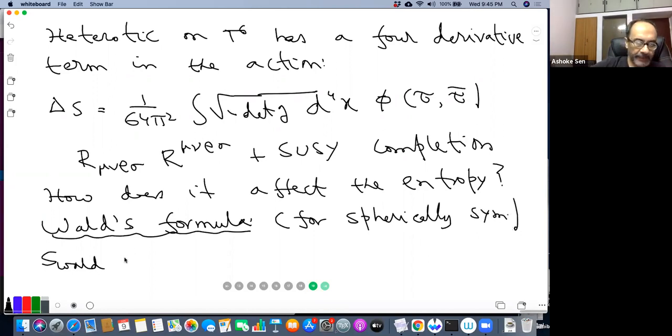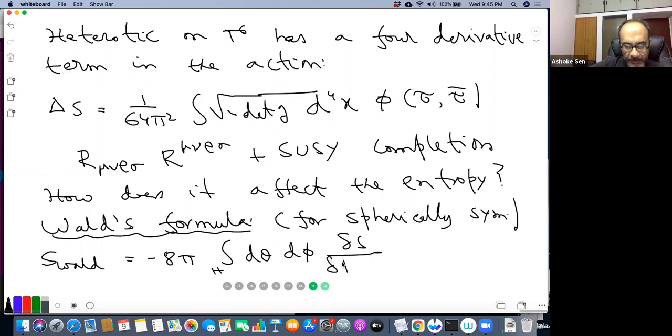But his formula is more general. So this is minus 8 pi integral over the horizon d theta d phi delta S delta R. This is the RT component of the Riemann tensor. Okay, that's the formula. You have to integrate this over the horizon. And this gives the usual Bekenstein-Hawking entropy for two derivative action.